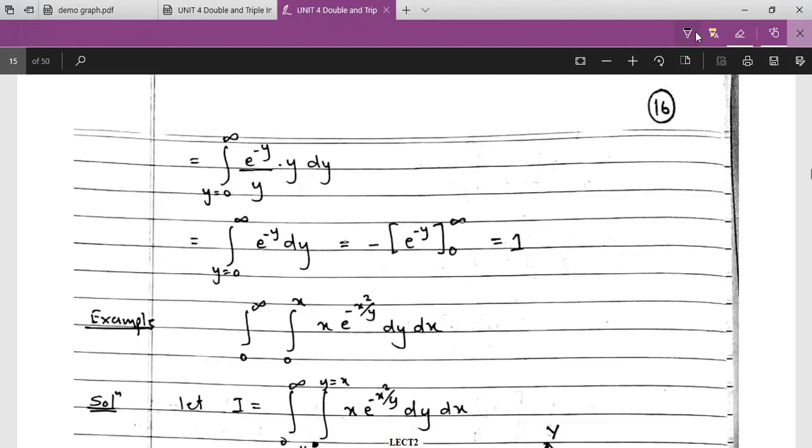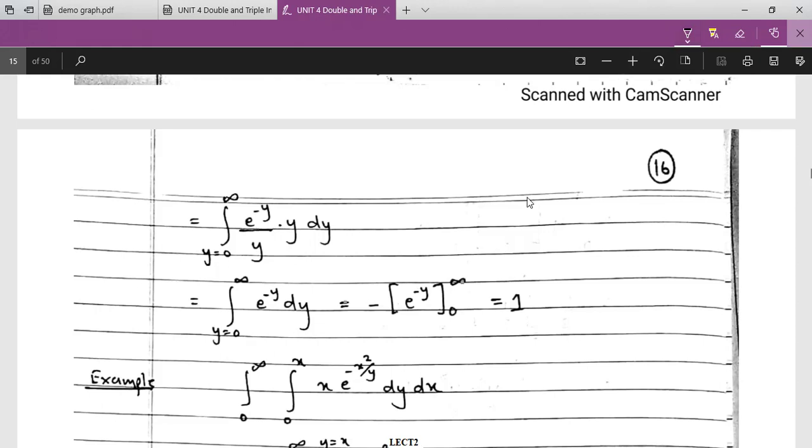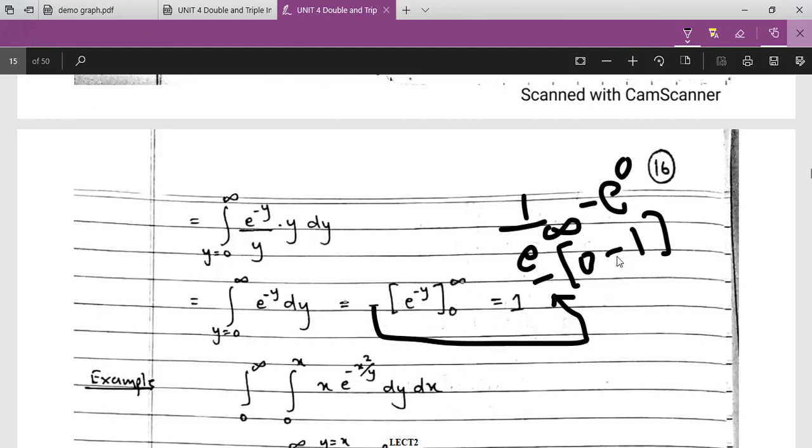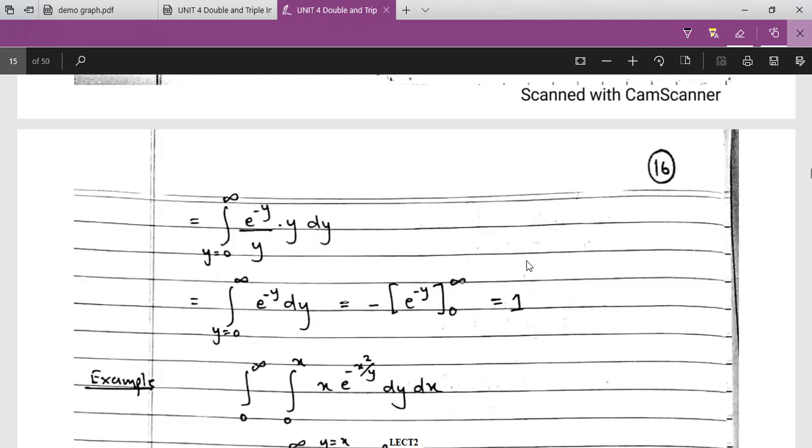So this upper limit will be e raised to, so that I can write it as 1 divided by e raised to infinity minus this, anything power infinity, you can write it as 1, right? So this is 1 minus this is 0, right? And this is minus outside this sign, so this will be plus 1, right? Getting? So this part, upper limit minus lower limit, right? Okay.